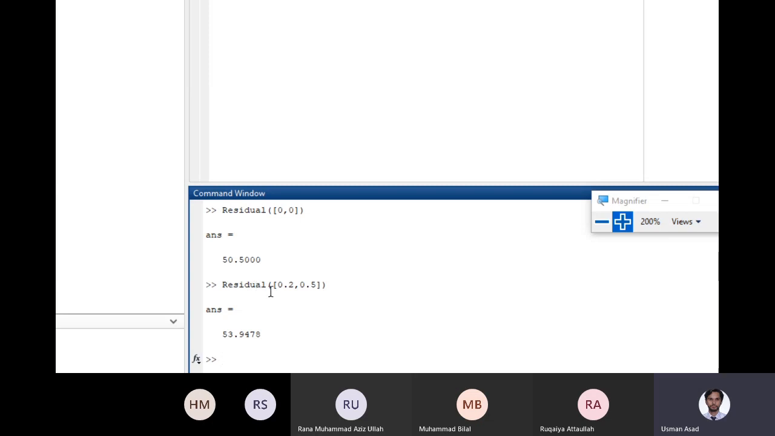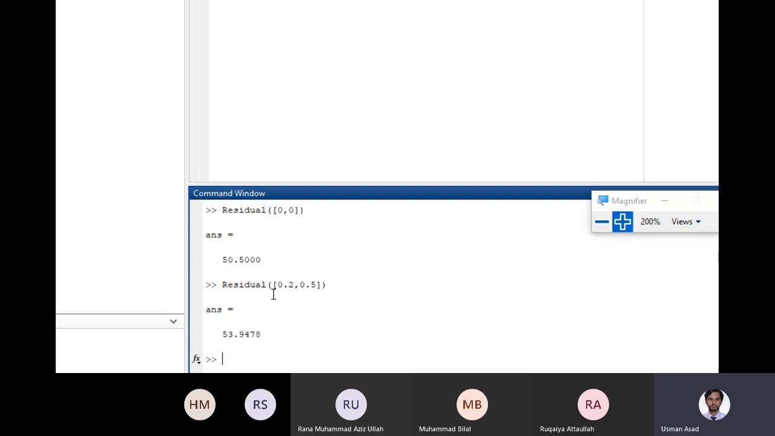ठीक है? So MATLAB has this wonderful दो built-in functions. One is called fminsearch, and the second is called fmincon. So fminsearch finds the minimum in an unconstrained manner, कि जिसमें कोई conditions नहीं होती. ठीक है? इसमें भी by the way कोई conditions नहीं है. fmincon is conditional.